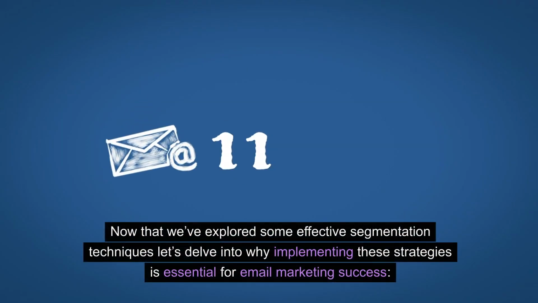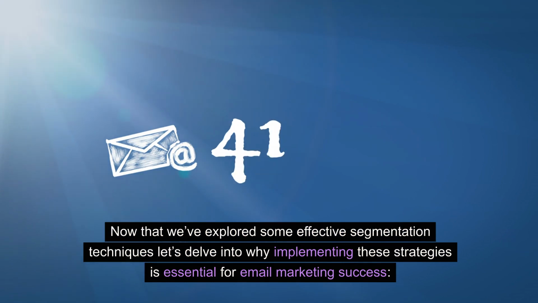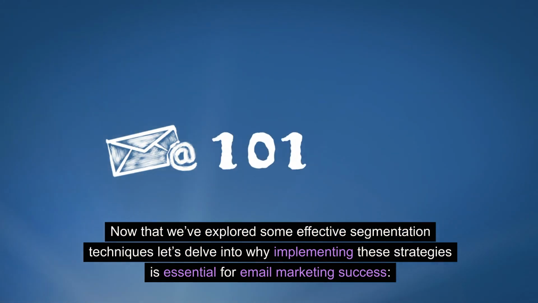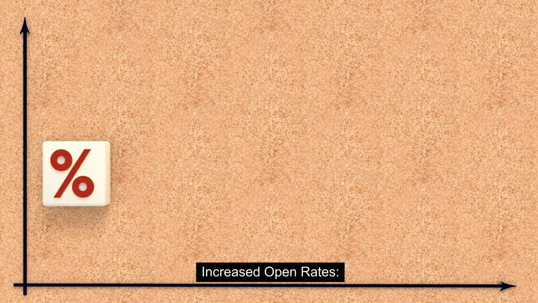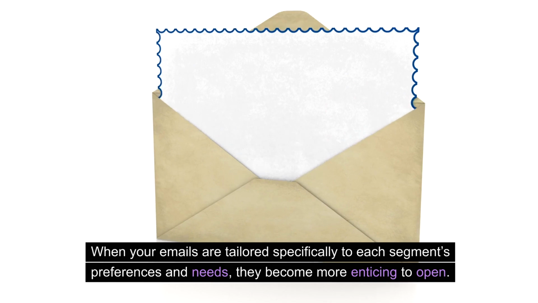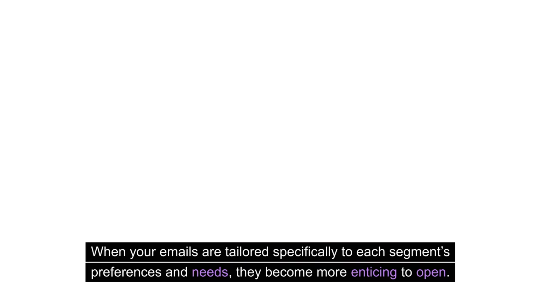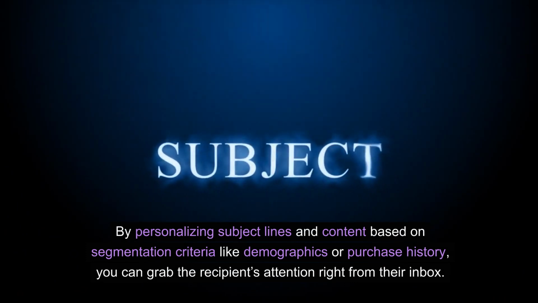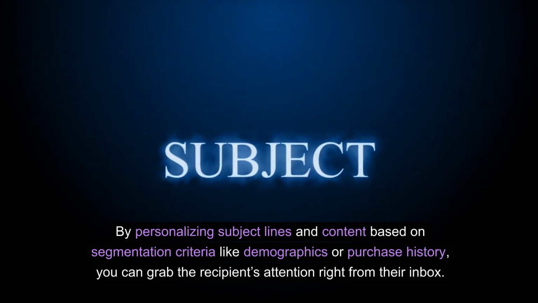Now that we've explored some effective segmentation techniques, let's delve into why implementing these strategies is essential for email marketing success. Increased open rates. When your emails are tailored specifically to each segment's preferences and needs, they become more enticing to open. By personalizing subject lines and content based on segmentation criteria like demographics or purchase history, you can grab the recipient's attention right from their inbox.